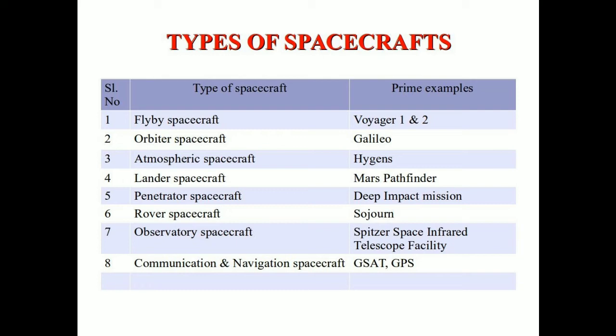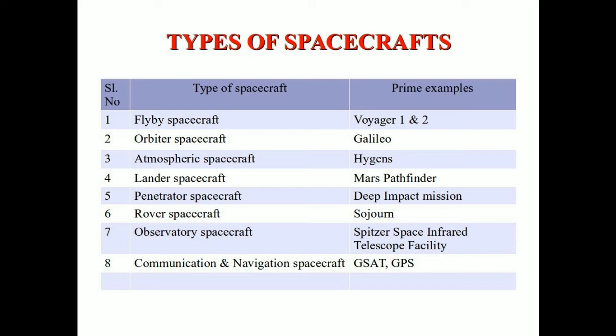Atmospheric spacecraft. Atmospheric spacecraft are designed for a relatively short mission to collect data about the atmosphere of a planet or satellite. The prime example of the atmospheric spacecraft category is Huygens, which was carried to Saturn's moon Titan by the Cassini spacecraft. Lander spacecraft.